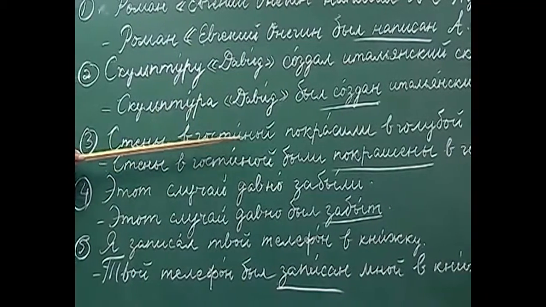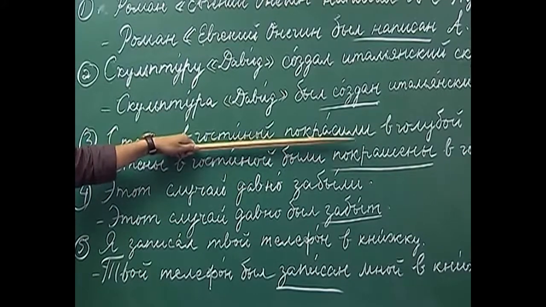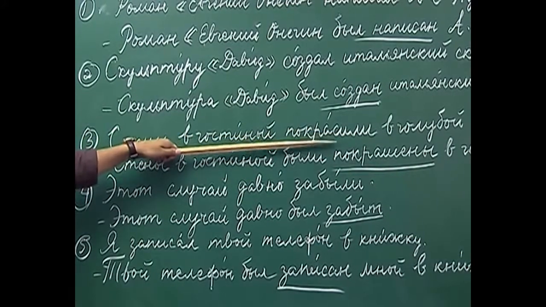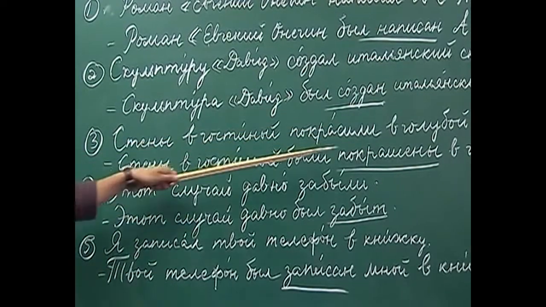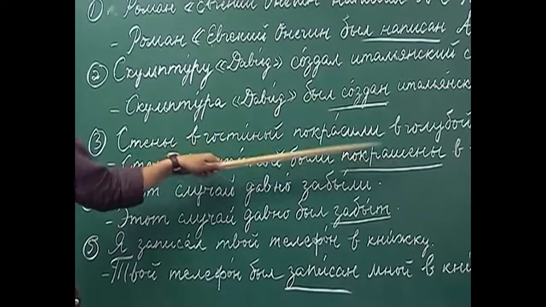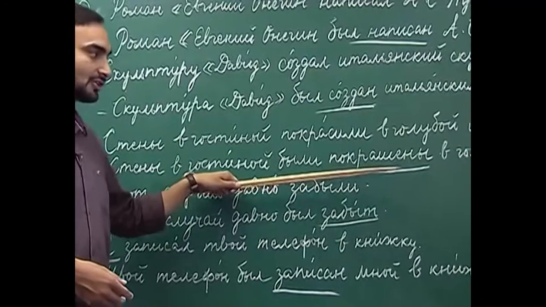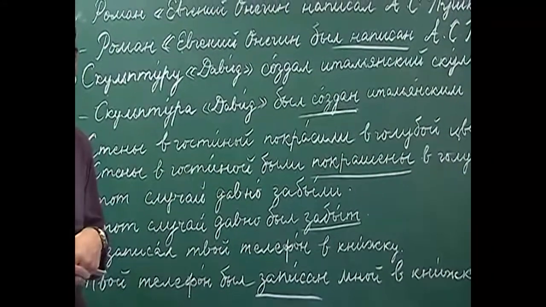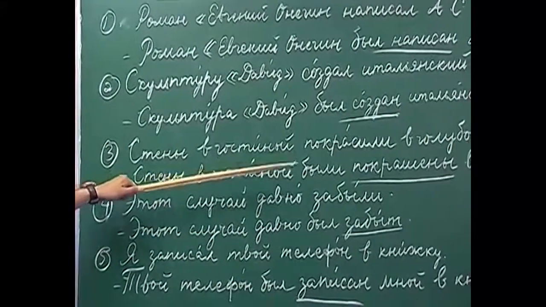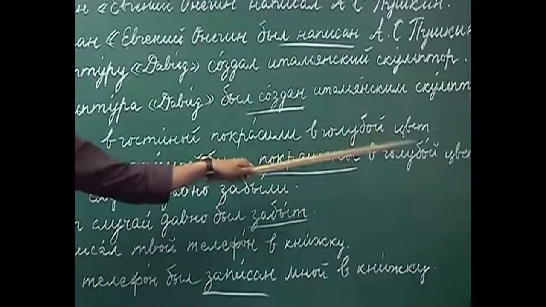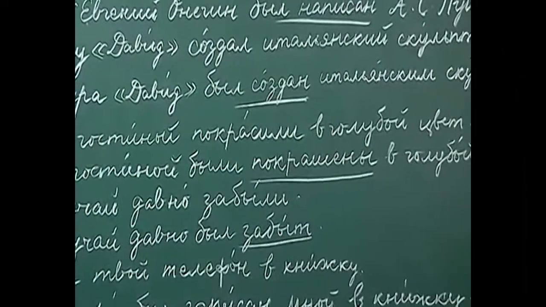So, how will you change again this active construction into passive? By using the short form of past participle passive formed from the verb pakarasit. So, what past participle passive do we form from this verb? Pakarashinni. And from pakarashinni the short form is pakarashin, pakarashina, pakarashina and pakarashini. Stienif gastinai buli pakarashinni galuboi tsvit. So, here again we are using the short form of the past participle passive.